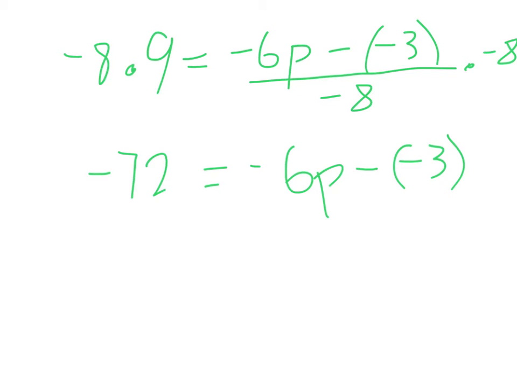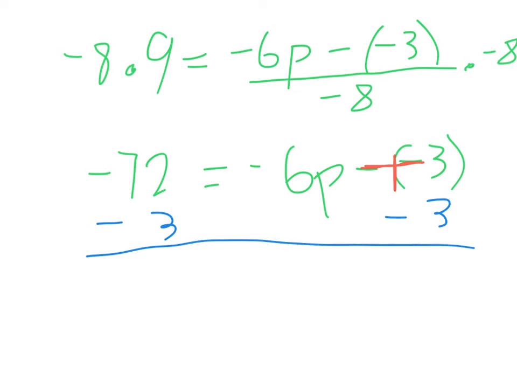The next step here is we might want to do some changing. I have subtracting right there a -3. Subtracting a -3 is the same thing as adding 3. So you might want to make that change. And then we're going to solve for p still. So I'm going to take away 3 from both sides. -72 minus 3 is -75, equals negative 6p.